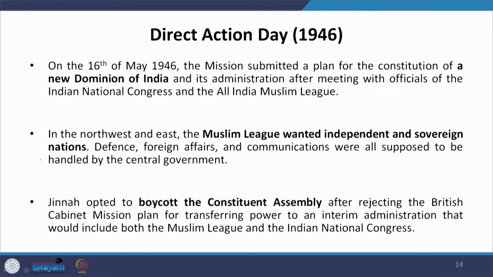In the northwest and in the east, the Muslim League wanted independent and sovereign nations. Defense, foreign affairs and communications were all supposed to be handled by the central government. M. A. Jinnah opted to boycott the Constituent Assembly after rejecting the British cabinet mission plan for transferring power to an interim administration that would include both the Muslim League and the INC. So, he was basically wholeheartedly supporting the two-nation theory by then. He did not actually believe in any administration that would bring the ML together with the INC.